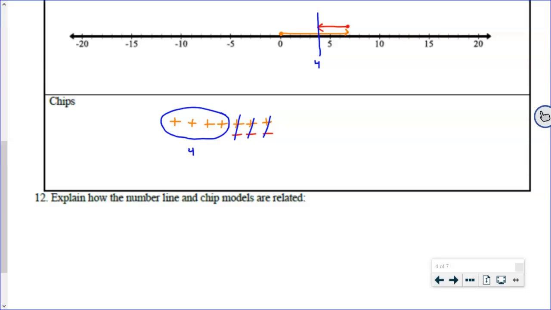Are we representing positives and negatives in the exact same way for each model? Okay, let's talk about how we are representing positives on a number line. Joshua? Yes, an arrow pointing to the right. And how am I representing positives using the tiles?